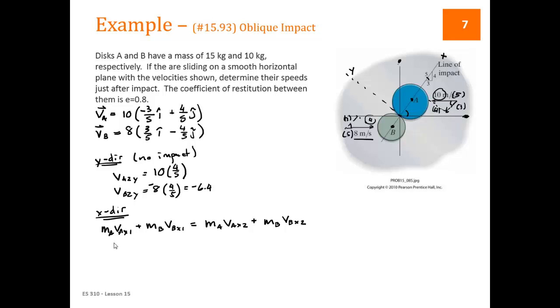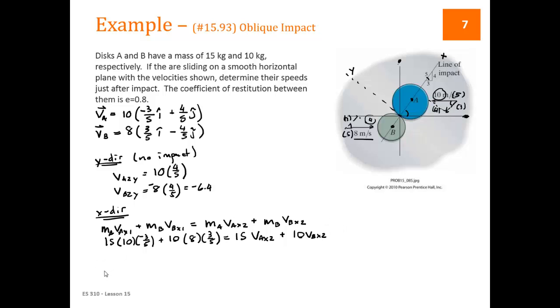So plugging numbers in, the mass of A is 15, the speed of A1 is 10 times negative 3/5, plus 10 is the mass of B times 8 times 3/5, is equal to 15 times the unknown velocity of A in the x direction 2, plus 10 times the unknown velocity of B in the x direction 2. So that's our first equation.